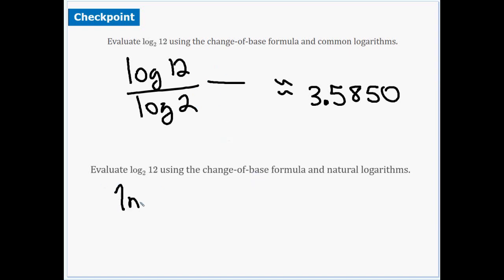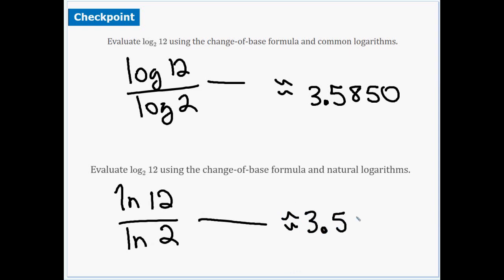Down here, you're going to do the same thing, but it's going to be the nat log of 12 over the nat log of 2. You'll get 2 different decimals, and when you divide those out, 3.5850.